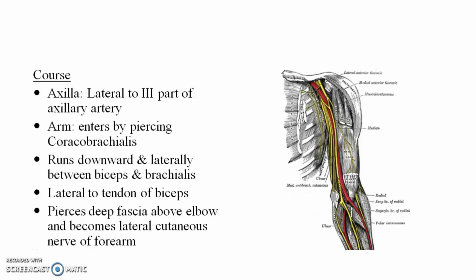So in the arm region it acts as a muscular branch, and in the forearm region it supplies the skin. So we are calling it the musculocutaneous nerve.